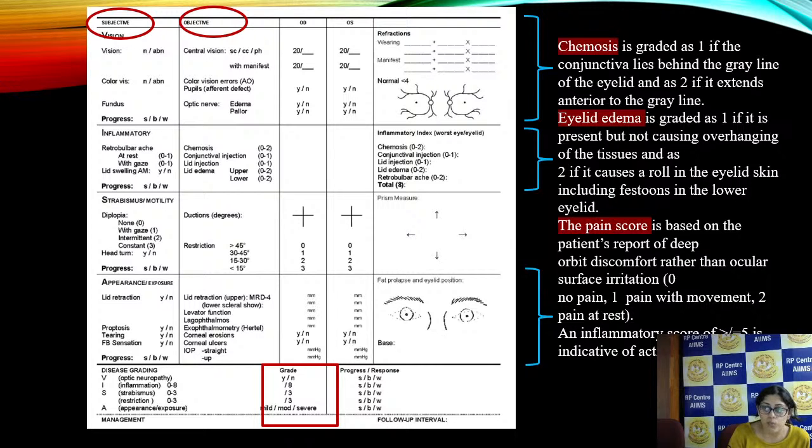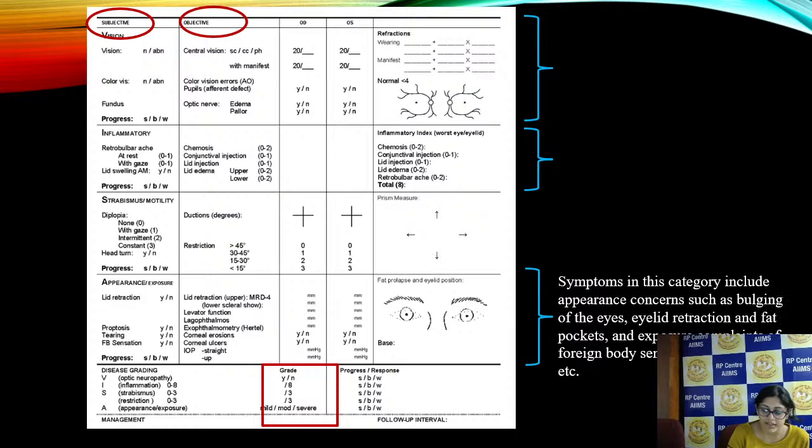Eyelid edema is 1 if it is not causing any overhanging of the tissues, and 2 if it is causing a roll in the eyelid skin. The pain score is based on the patient's report of deep orbit discomfort, and an inflammatory score of more than or equal to 5 is indicative of active disease.